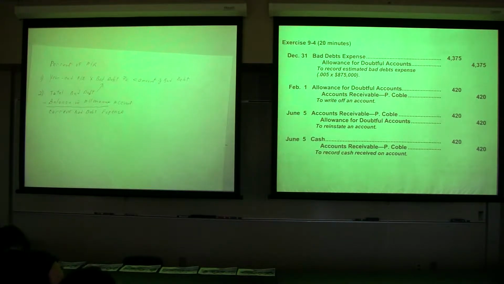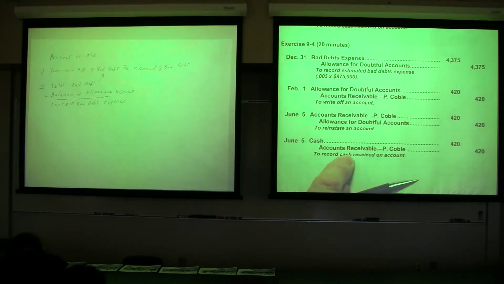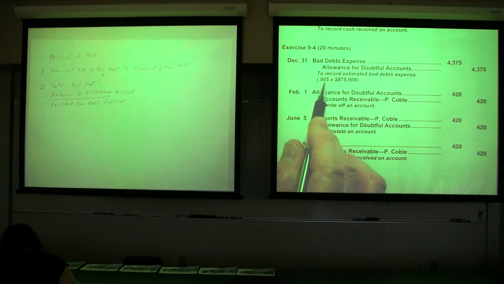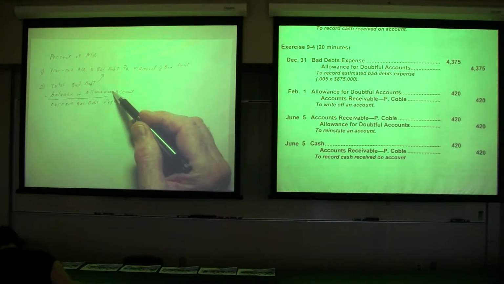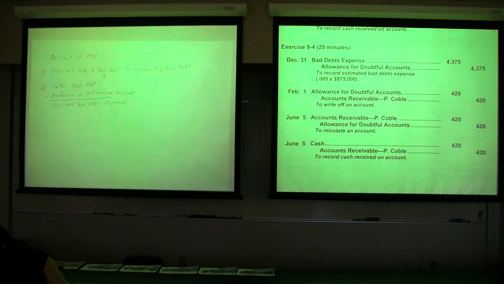So let me give you an example as to what we mean by this. When we had the percentage of sales method, as we did over here, we just multiplied the net credit sales times the amount of bad debt in those sales. We did not take into account the current balance in the allowance, right? What we're doing now is taking that current balance into account. So let me show you and then maybe we'll discuss it.